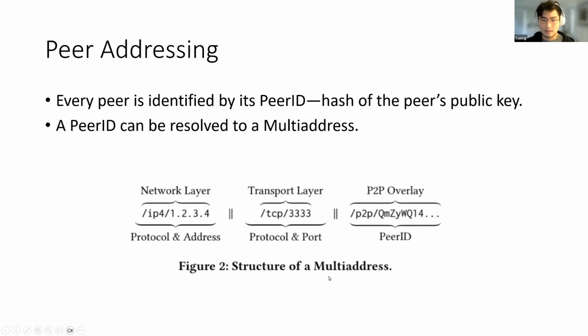A multi-address is a format that can specify different protocols from the network layer up to the application layer. So for example, here it identifies the IP address at the network layer, the port of the TCP protocol in the transport layer, and the PID in the application layer.